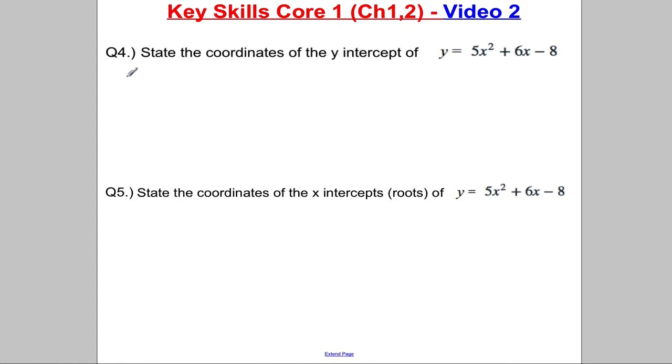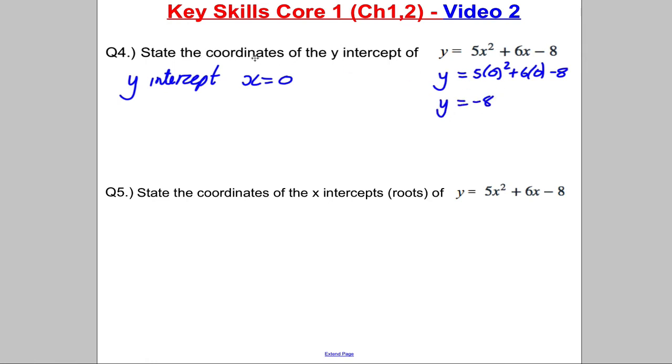State the coordinates of the y-intercept of this. We've already done this. At the y-intercept, we know something is true. We know x is 0. So we substitute x is 0 in here. Y equals 5 multiplied by 0 squared plus 6 multiplied by 0, take away 8. So y is -8. It asks us for coordinates, so we state that the coordinates are 0, -8.